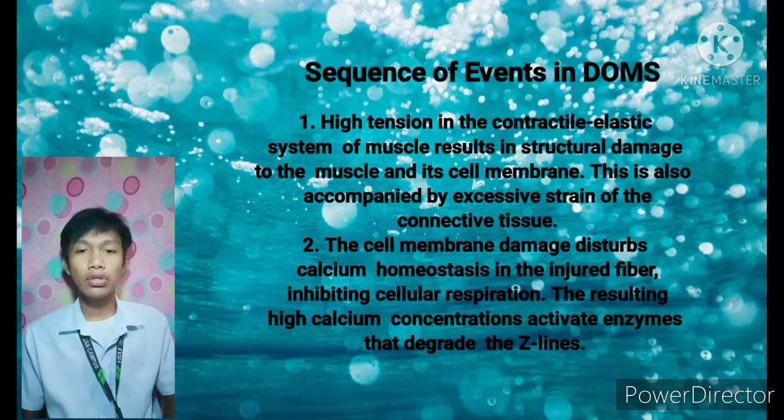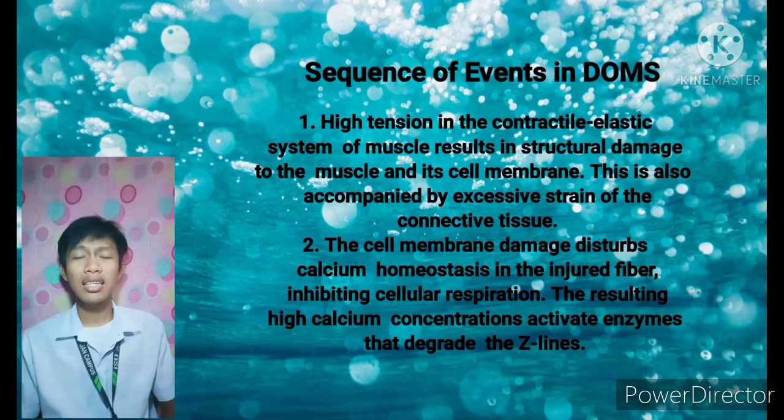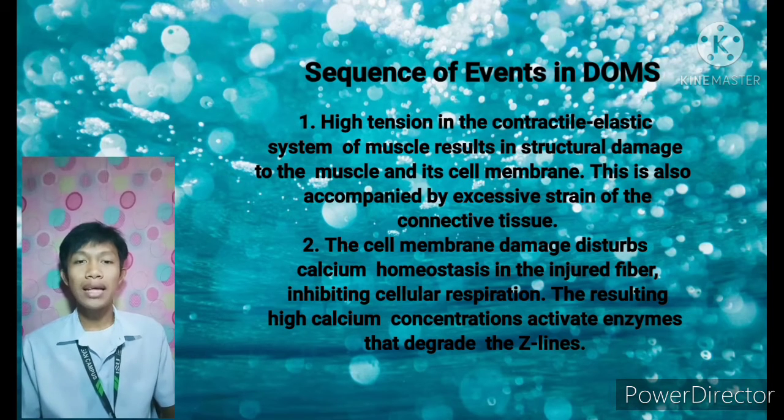First, high tension in the contractile elastic system of muscle results in structural damage to the muscle and its cell membrane. This is also accompanied by excessive strain of the connective tissue. Second, the cell membrane damage disturbs calcium homeostasis in the injured fiber, inhibiting cellular respiration. The resulting high calcium concentrations activate enzymes that degrade the Z-lines.